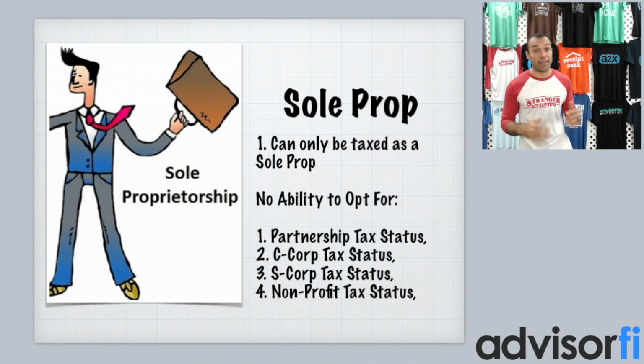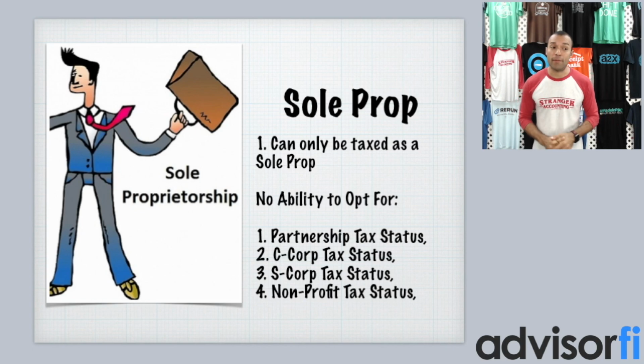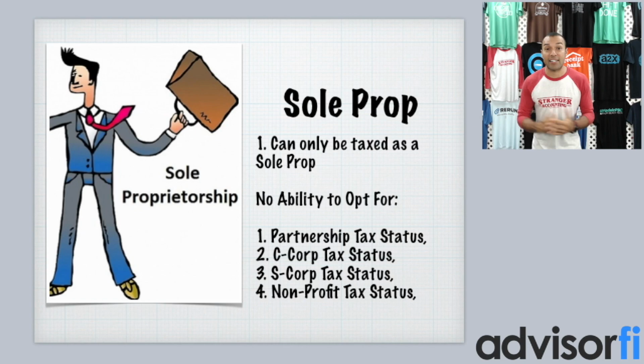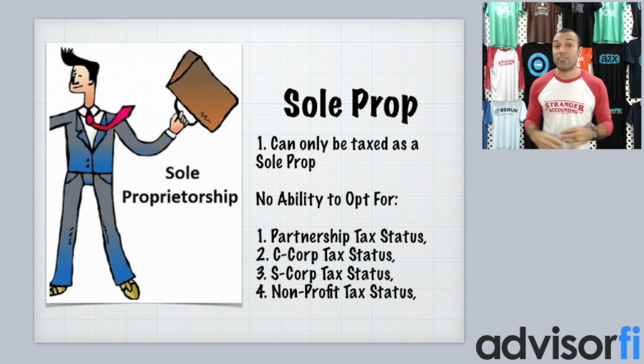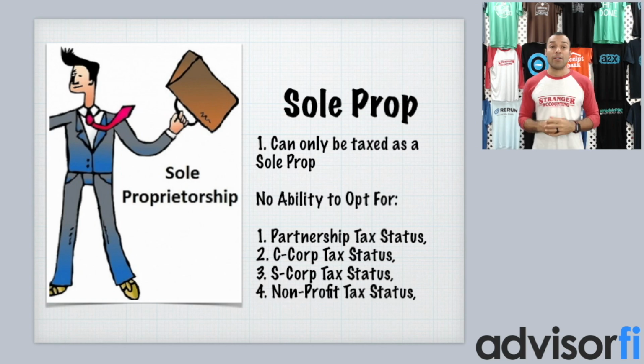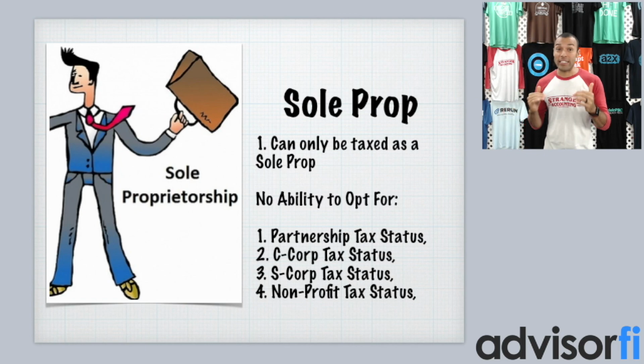It's fairly straightforward. If you are an unincorporated sole proprietorship, you can only be taxed as a sole proprietorship, and you have no ability to opt for any other kind of tax classification. Tax classifications such as partnership tax status, C-Corp tax status, S-Corp tax status, or even nonprofit tax status. If you are unincorporated and just a sole proprietorship, you can't elect otherwise besides sole prop tax classification. And that is how the IRS will treat all your profits and your losses. So it's really, really limited as to any other benefits or flexibilities in tax classification. So be fully aware of that.